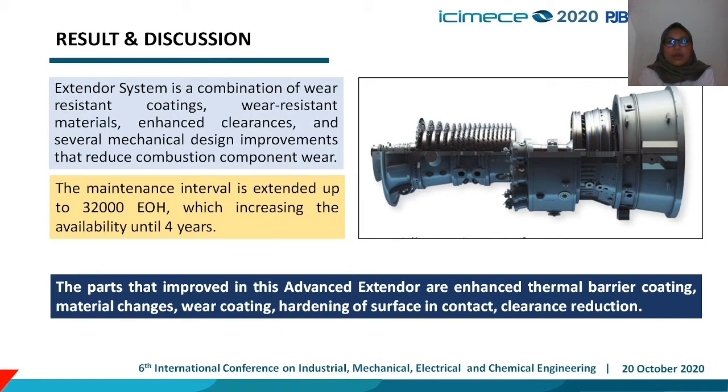In brief, the extender system is a combination of wear-resistant coatings, wear-resistant materials, enhanced clearances, and several mechanical design improvements that reduce combustion component wear. The maintenance interval is extended up to 32,000 equivalent operating hours, which increases the availability up to 4 years. The parts that improve in this advanced extender are enhanced thermal barrier coating, material changes, wear coating, hardening of surfaces in contact, and also clearance reduction.